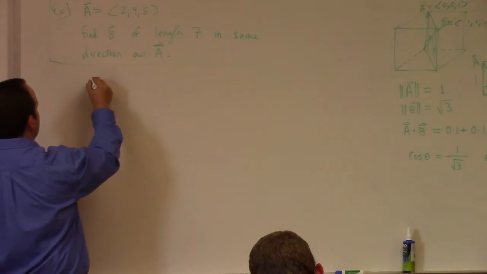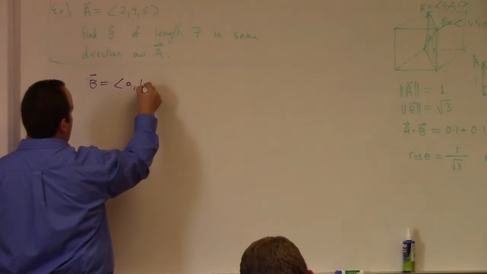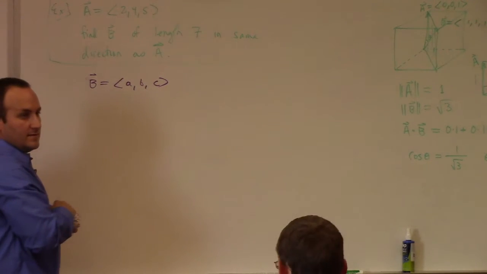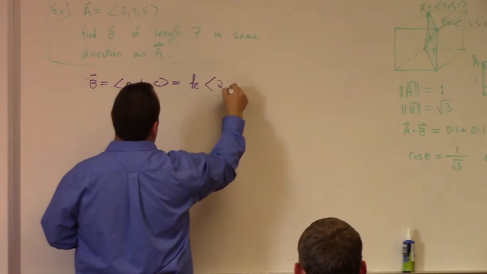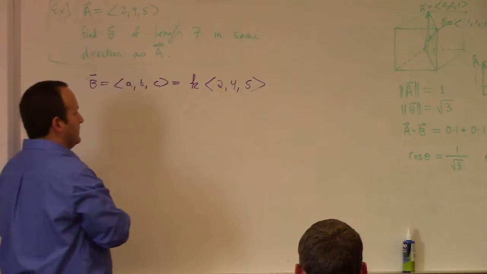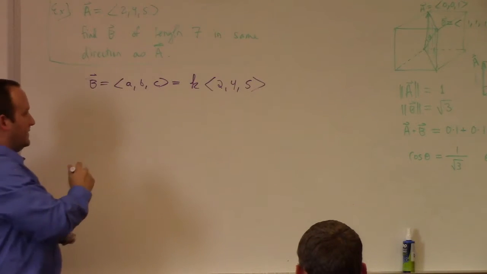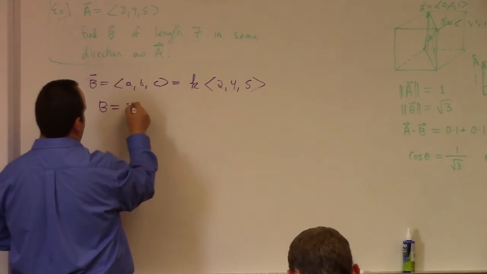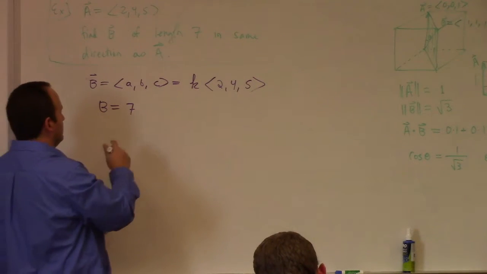How about this? This is a general strategy. Make up a name for what you don't know, B equals (a, b, c), right? And we know that that has to be like some multiple K times A. I don't know a, b, c and I don't know K, but I do know that the length of B is 7, right? What else? How do I calculate the length? How is the length of B related to a, b, c?